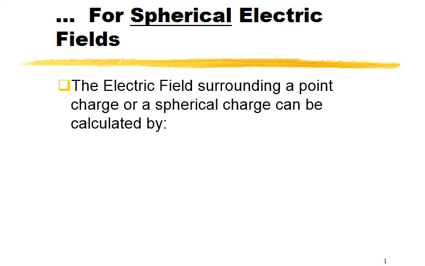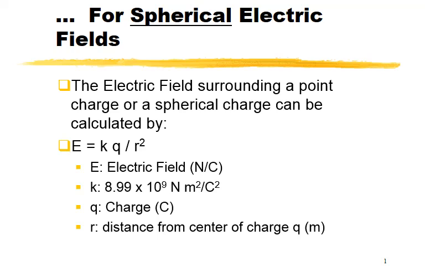Okay, so for spherical electric fields, let's say we had a spherical object and we want to find out what the electric field is. We can calculate that using kq over r squared. Q represents the charge that's producing the field, r is the radius away, and k is the constant that we use based on the permittivity of a vacuum. Then we'll get a certain amount of electric field from that.